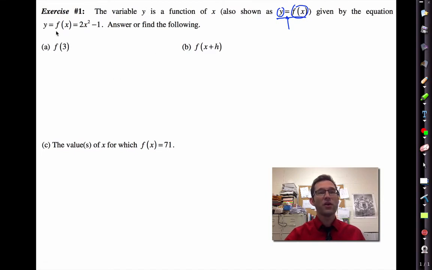And it's given by the equation y equals f of x equals 2x squared minus 1. Answer or find the following. All right. Now, my bet is that you should be comfortable enough with function notation to completely do letter A, to at least start letter B, but let's hold off on letter C for a moment. So why don't you go ahead and try A and B by first pausing the video.